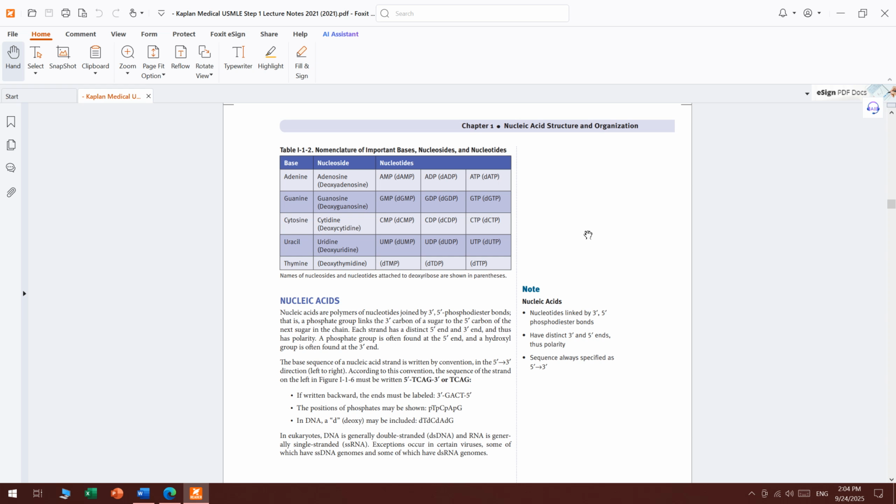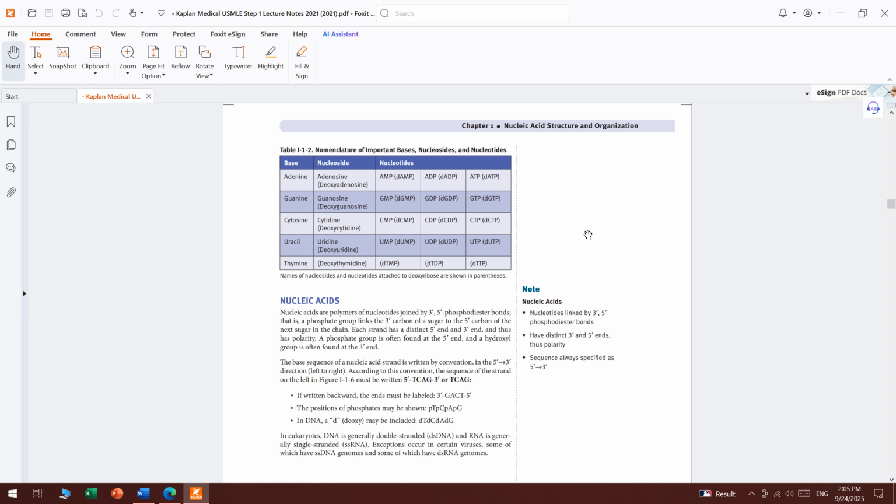If the sequence is written in the reverse direction, the ends must be explicitly labeled, such as 3' GACT 5'. The positions of phosphates can also be indicated, for instance, pTpCpApG, where p denotes a phosphate. In DNA sequences, a d may be included to specify deoxyribonucleotides, like dTdCdAdG.